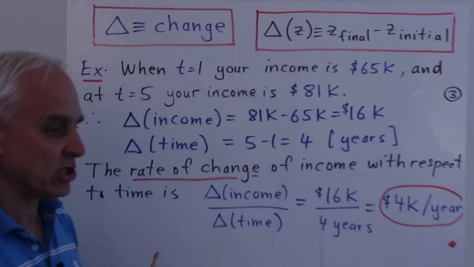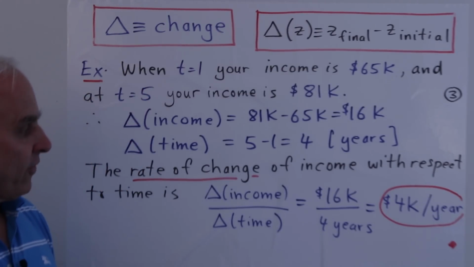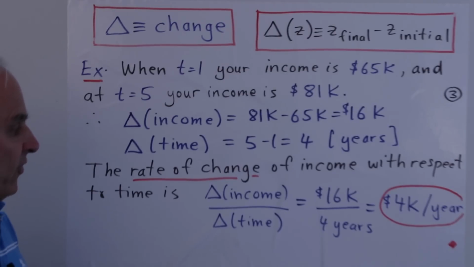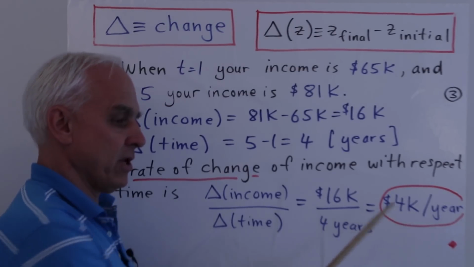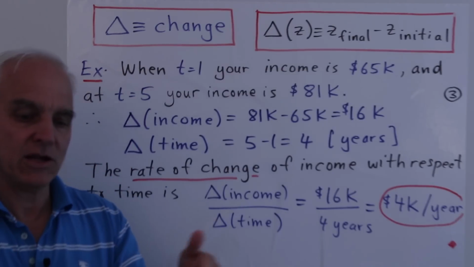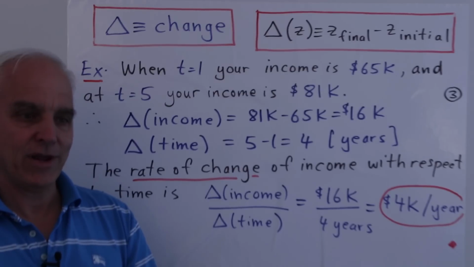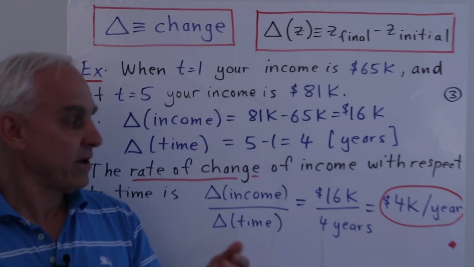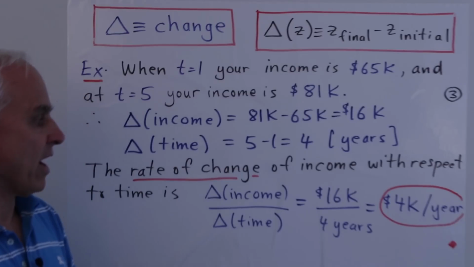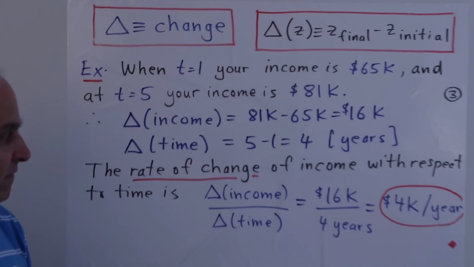16K is the change in the income, 4 years is the change in time, so the rate of change of income with respect to time is 16K over 4 years, or 4K per year. That's the rate at which your income is changing. It's increasing on average by $4,000 a year during this interval between year 1 and year 5.